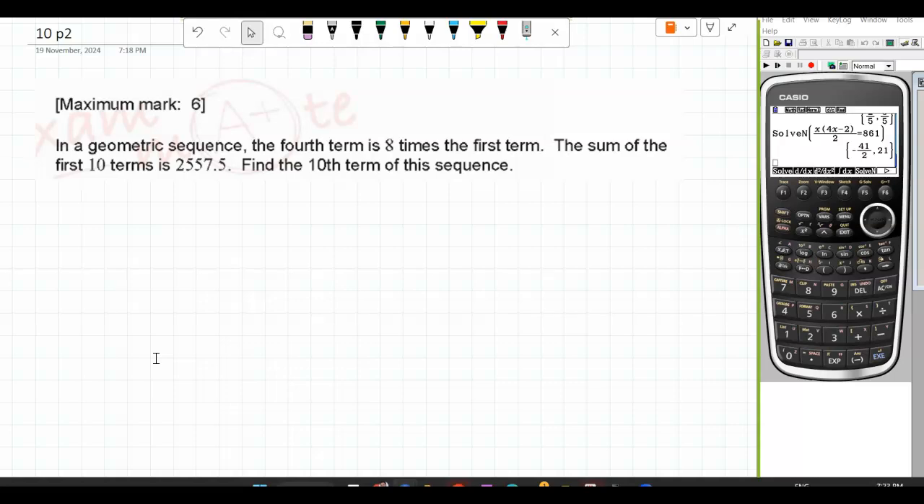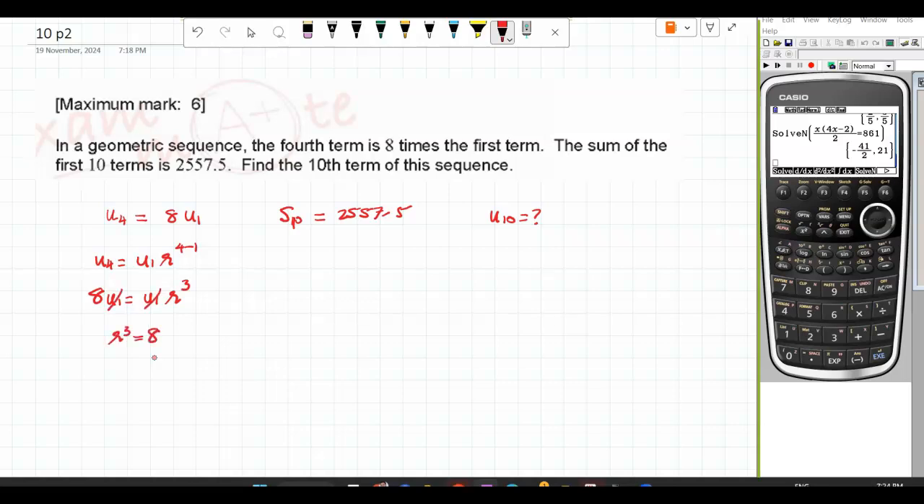So in the geometric sequence, the fourth term is 8 times the first term. Now again, the sum of the first 10 terms is given to be 2557.5. Find the 10th term of this sequence. So I use my U4 formula. U4 is equal to U1 R raised to n minus 1. So U4 is 8 times U1, equal to U1 R raised to 3. Correct? So R cube is equal to 8. So R is equal to 2. 2 cube is 8. Correct?